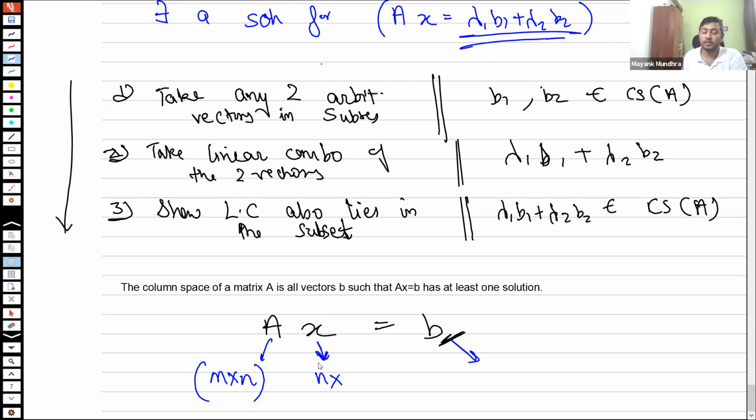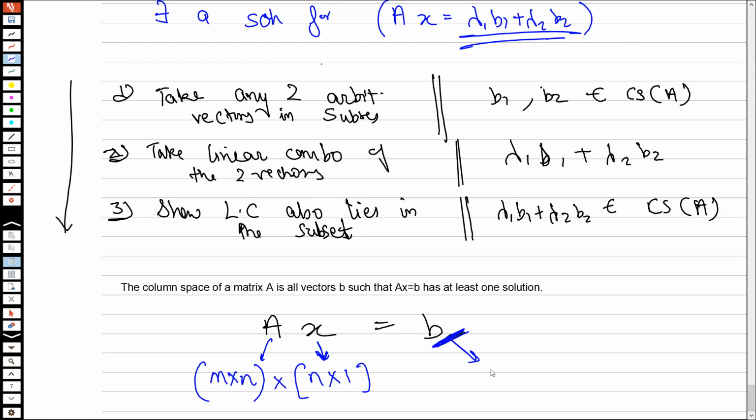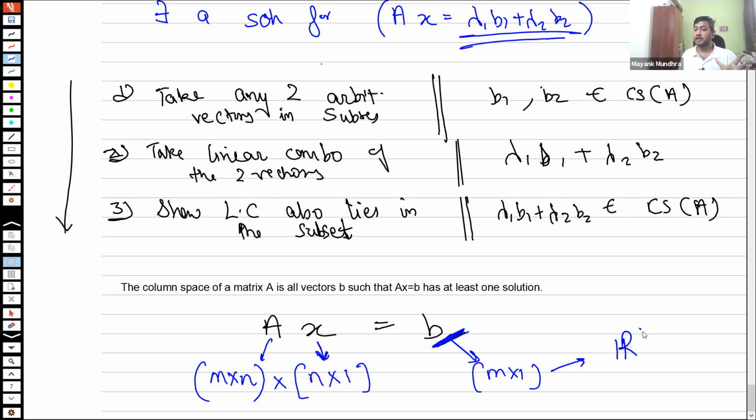I'm asking about the dimension. So you're saying R to the power n, because the number of columns of A has to match the number of rows of x. And what about b? m cross 1. Okay, so that's what I told you initially, right? The b vectors are in the R^m space, where m is the number of rows.